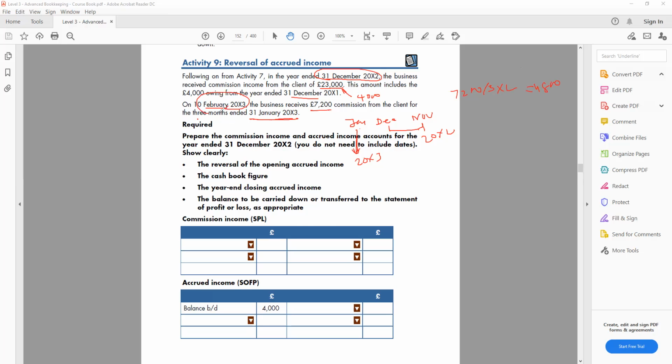Okay, so the commission income, let's have a look. On the commission income, the first thing we can see on the bank is that we received 23,000. So we said on the bank, we have received 23,000. And of the 23,000, 4,000 is from the last period. So I have to say reversal of accrued income, 4,000. Writing on this side means I'm reducing the amount, because at the end I'm going to do the balance sheet.